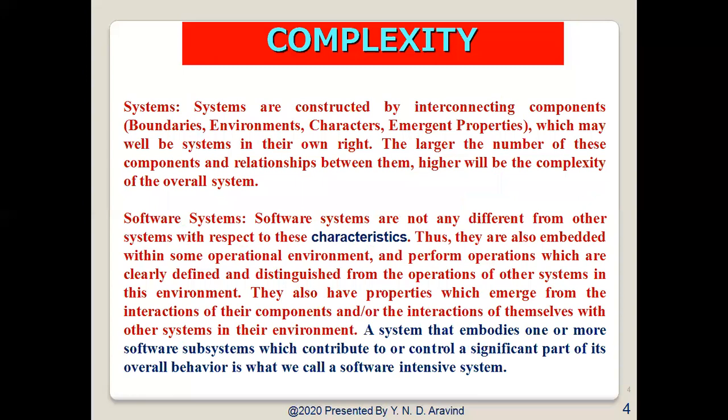Now let us see the complexity. Systems are made of interconnected components, boundaries, environment, and emergent properties, which may well be systems in their own right. The larger the number of these components and the relationships between them, the higher the complexity of the overall system. Systems that are complex have different properties that arise from their relationships, such as non-linearity, emergence, spontaneous order, adaptation, and feedback loops.